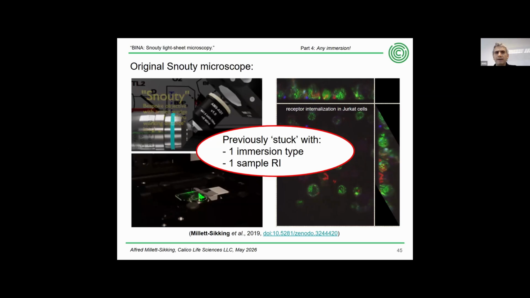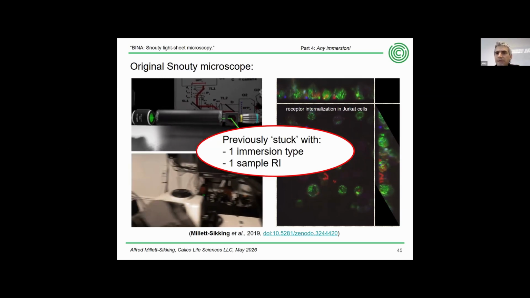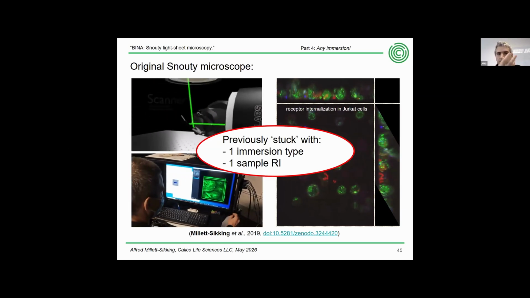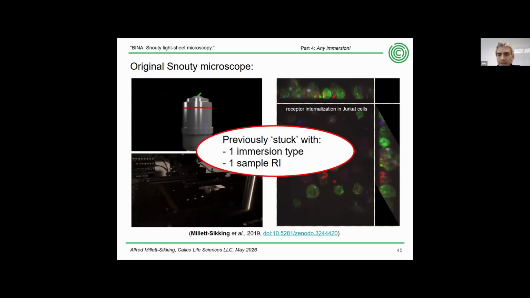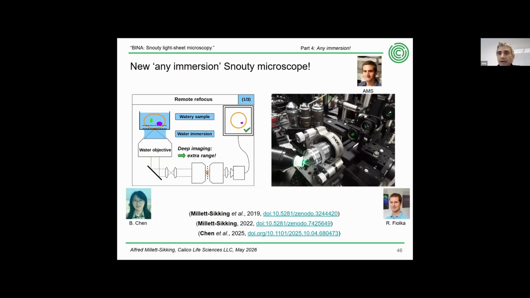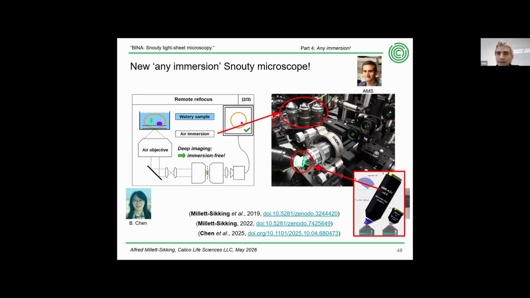And how does this relate to the Snouty? Well, the original prototype was basically stuck with one particular choice of immersion type and one sample refractive index. But now we have this new any immersion version that I'm showing here. So this is cool, right? We have the air, the water, and the oil objective as options. We're using the large field of view optics in this design. And we can now look at some data and see how this thing performs.